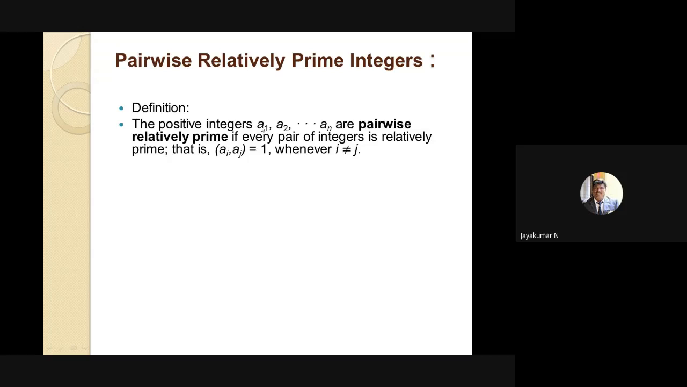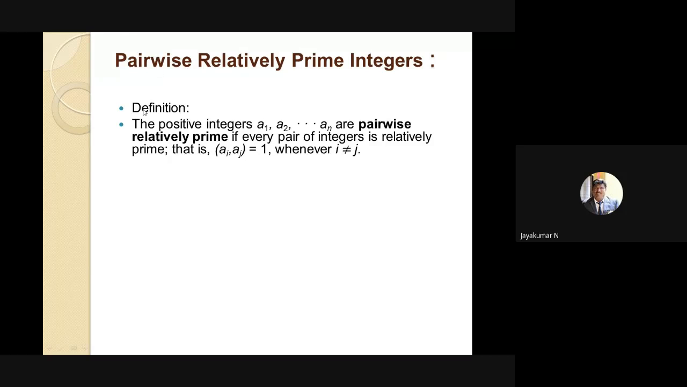Pairwise relatively prime means suppose there are n positive integers a1, a2, ..., an. They are pairwise relatively prime if every pair of integers is relatively prime. That is, suppose there are 5 numbers. Pairwise relatively prime means if we choose any two integers from those 5 integers, the GCD should be 1. In that case only we can say that the 5 numbers are relatively prime. Relatively prime, not prime numbers.